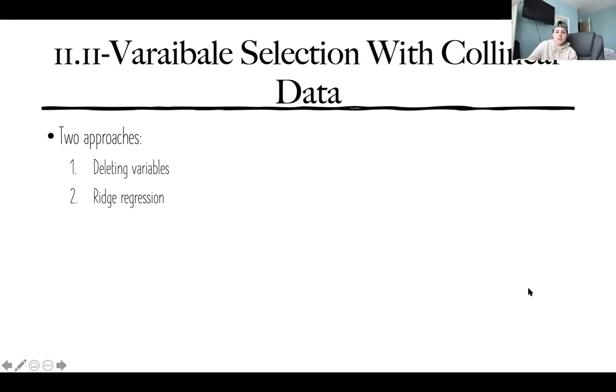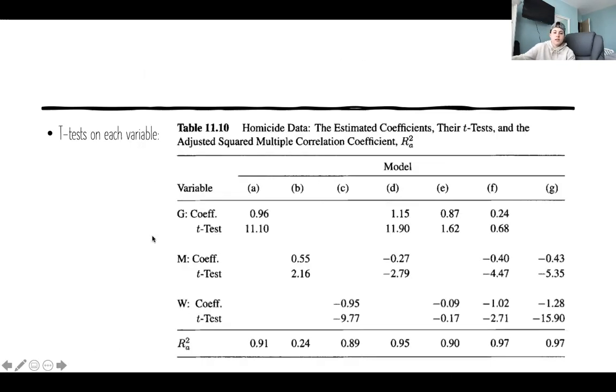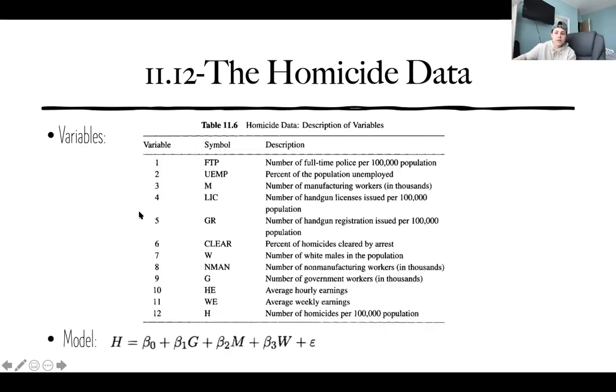Section 11.12 is going to be another example of this, but using data from a homicide source. This data was from Detroit and was collected in the years 1961 to 1973 on the role of firearms in accounting for the rising homicide rates. Table 11.6 here is going to show all our variables, the numbers associated with the variables, the symbols, and a quick description of each variable.